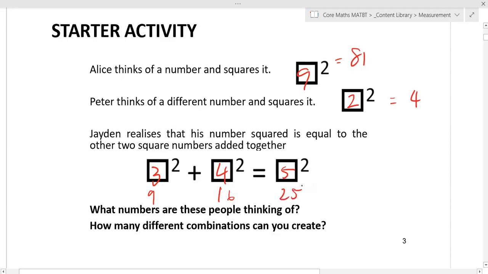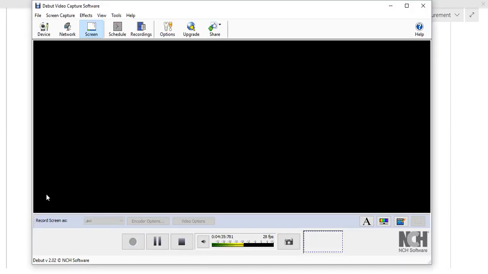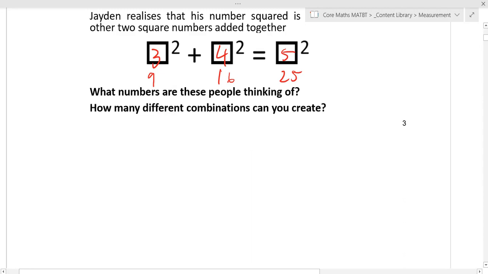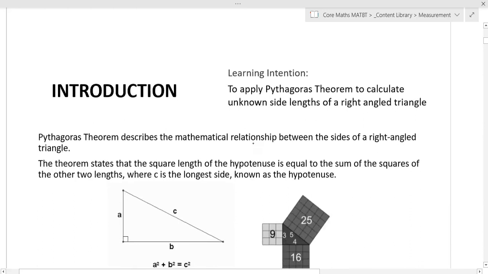25. Okay, so what I want you to do is think of combinations of numbers where if you square them together, they equal the number squared as well. So what we're trying to learn here is figuring out that if you square a number plus squaring a number, it should equal the square of whatever number it is. Okay, and this is the basic principle when it comes to Pythagoras.